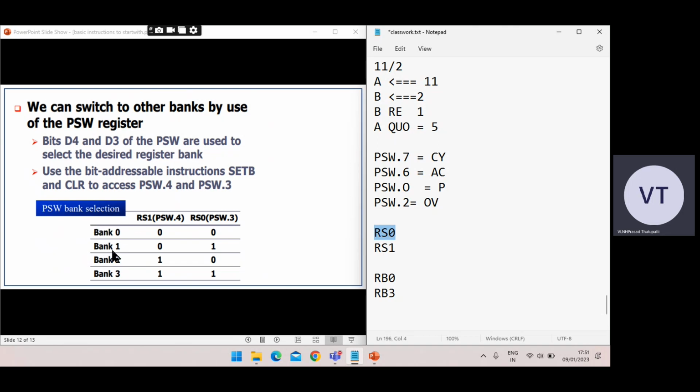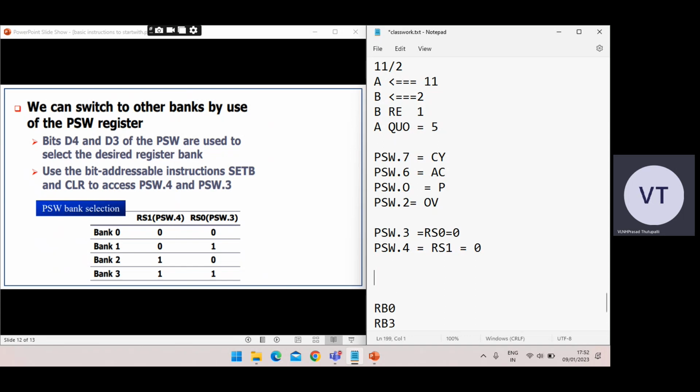bank 0. Now, how to switch from bank 0 to another bank? Let us suppose PSW.3 is equal to 0. By default it is register bank 0. PSW.4, that is RS1, the register select 1, is also equal to 0.